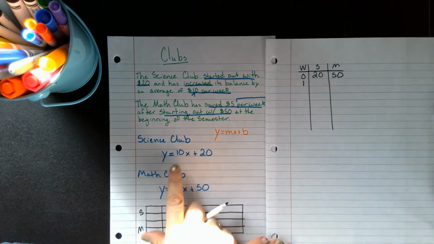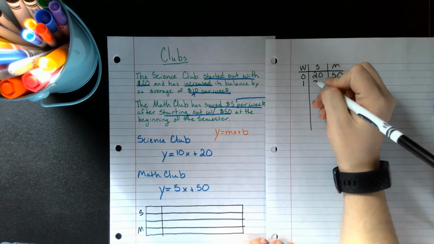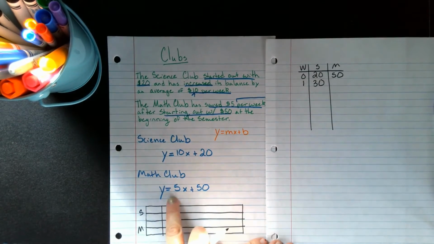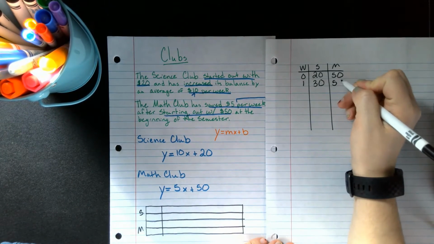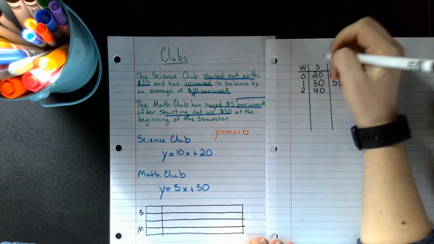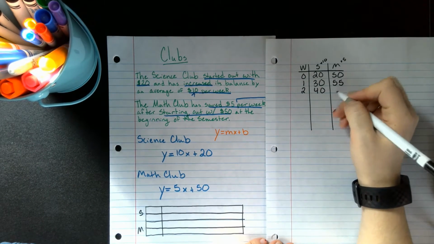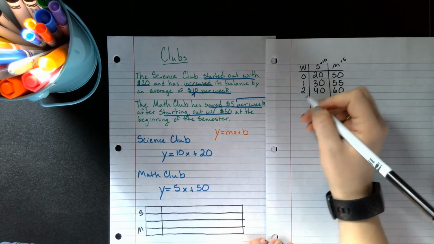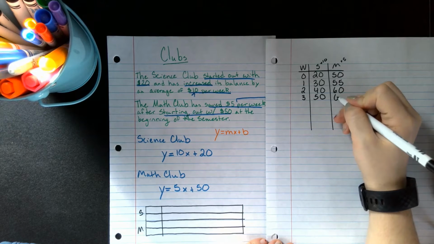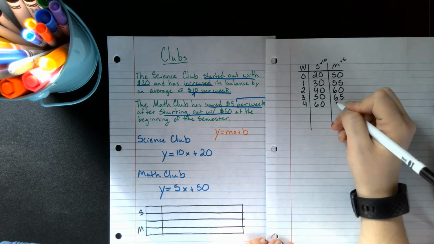Week 1. We know that my science club is increasing by $10 per week, so we're going to add $10. And we know that my math club is saving $5 per week, so they're increasing by 5. So they're at 55. Week 2, again, we're going to add another $10 to science club. I'm going to write a little plus 10 so I remember. And we're going to add another 5 to math club, so we end up at 60. Week 3, we're going to add another $10, and then another $5. Week 4, we have 60 and 70.